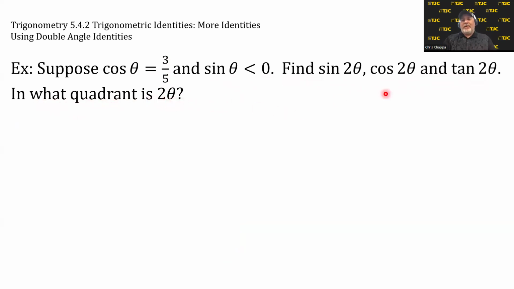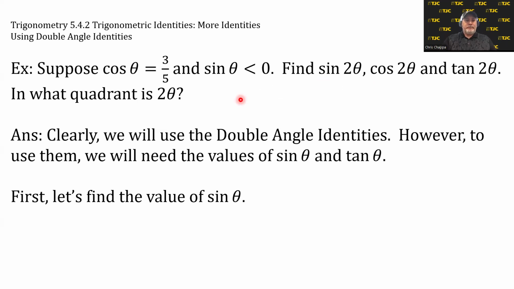Now, it's worth mentioning that we don't directly have double angle formulas for the reciprocal functions, cosecant, secant, and cotangent. But as you can imagine, we could just find the double angle values for sine, cosine, and tangent and reciprocate them. So we don't need 3 more double angle identities. But let's do this one.